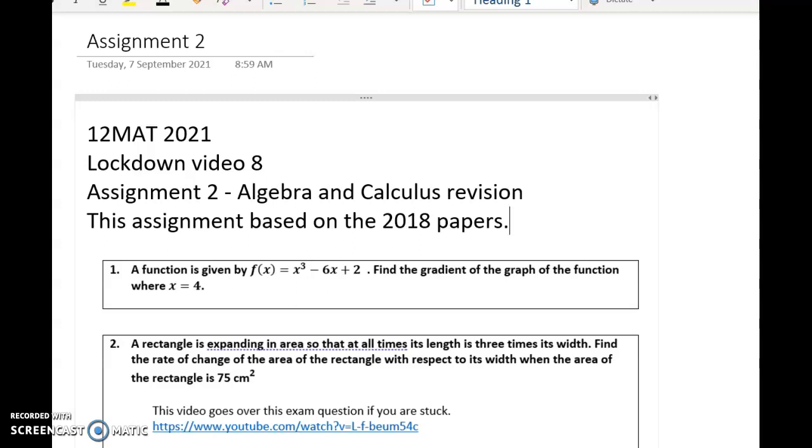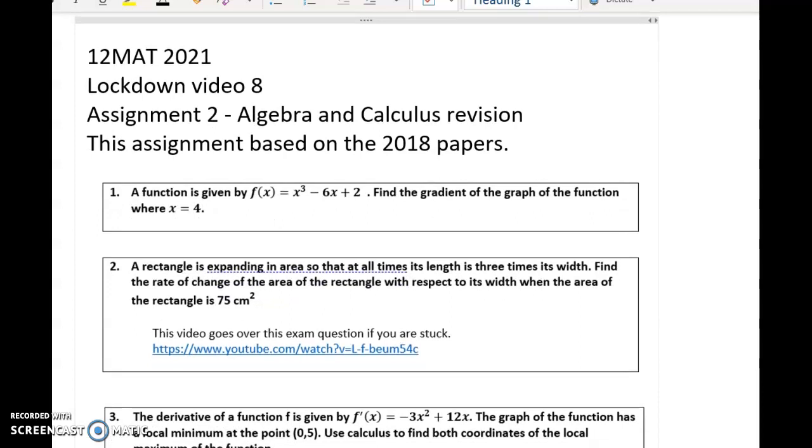So this one is based on the 2018 papers, and there are a mix of questions here. There are a few merit questions and there's one excellence question. So I'm not going to go all the way through that excellence question because I'll probably run out of time, but you can see here there are links to where I've done that video separately.